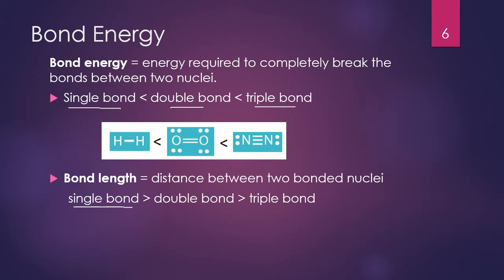Now, add a second rubber band to those two balls. That would be your double bond. Now it's harder to pull those two balls apart. The bond length is shorter, meaning the two balls are closer together and harder to break apart. A triple bond makes it even more difficult to break them apart and makes those balls even closer together.